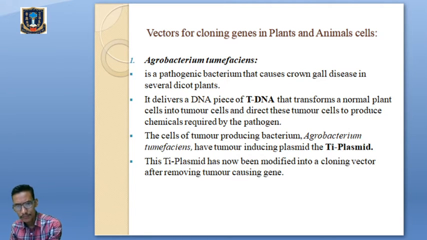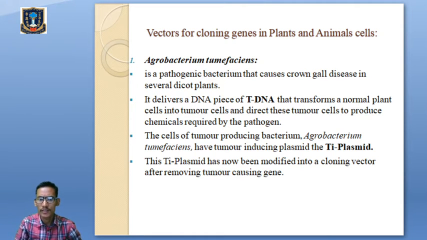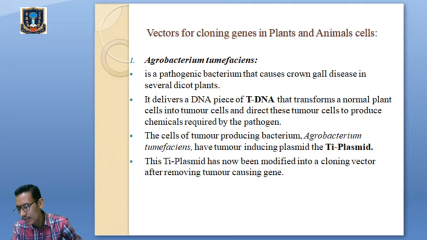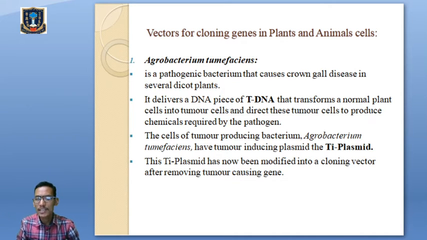Clear? Now, the tumor-causing cells of Agrobacterium tumefaciens have the tumor-inducing plasmid called the Ti plasmid. That means this Ti plasmid is responsible for inducing the normal cell to develop into cancerous cells. But with the help of recombinant technology, this tumor-causing, cancer-inducing Ti plasmid has been modified, and now it is used as a cloning vector for the transfer of DNA into the body of the host.